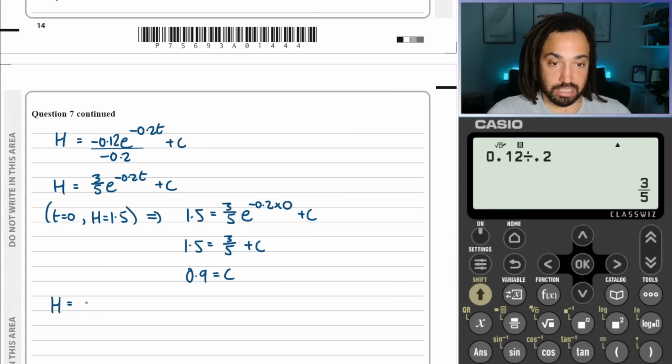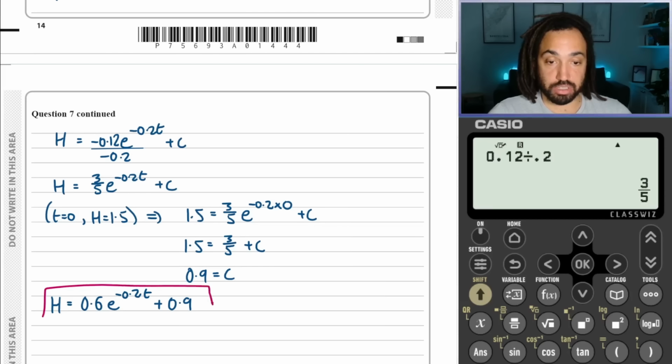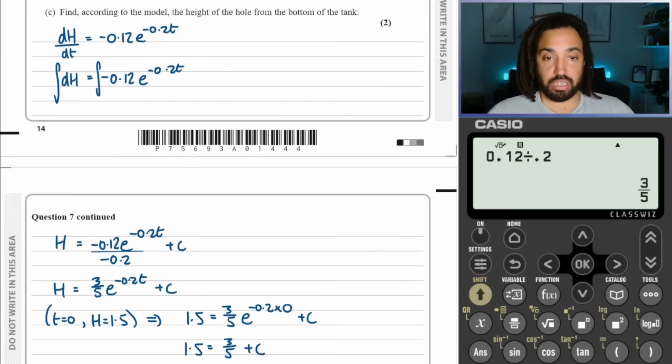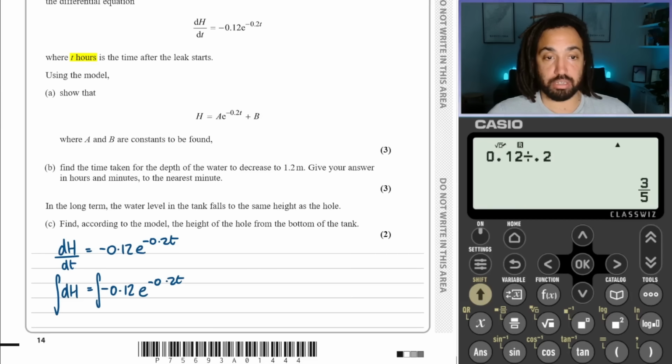I'm going to write that as a decimal because it's all in decimals. So and then minus 0.2t, and then plus 0.9, and that's good. So if it asks you to find and show an equation, you must actually write the equation out at the end.